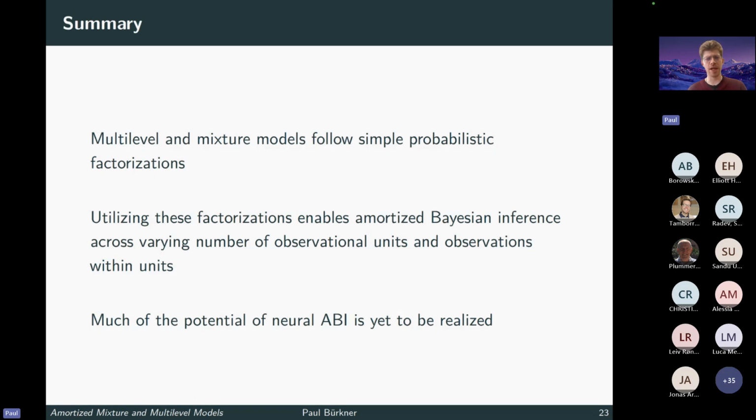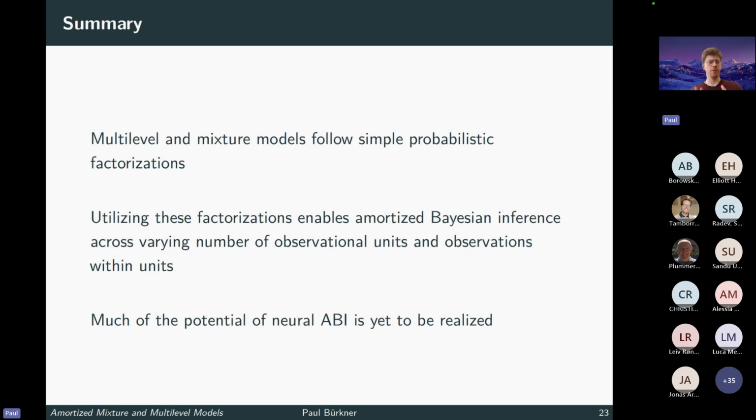Okay, so to summarize, multi-level and mixture models: we looked at simple multi-level and mixture models, which follow simple probabilistic factorizations. And when we utilize these factorizations, that enables amortized Bayesian inference that can be amortized across a varying number of observational units and observations within units, while, and I didn't talk about this specifically, keeping each of the individual inference networks and summary networks small in size.